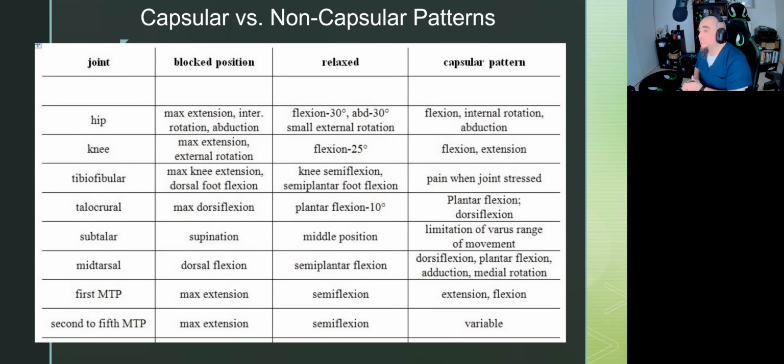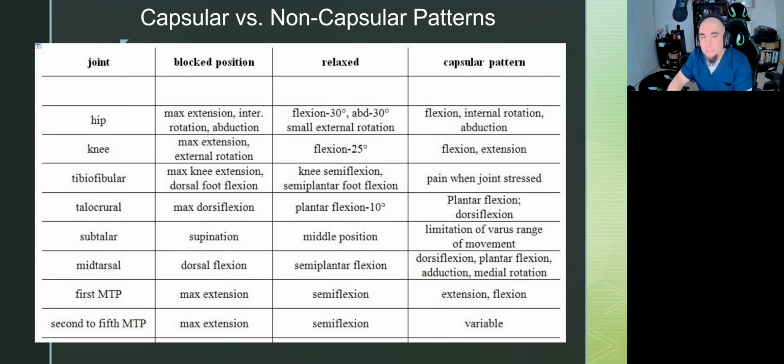If a patient presents with a capsular pattern, then what is indicated for them at that point? Yeah, joint mobilizations, good, right? And that means we are going to put them into what position? Open packed, good. Do you see how those tie together?